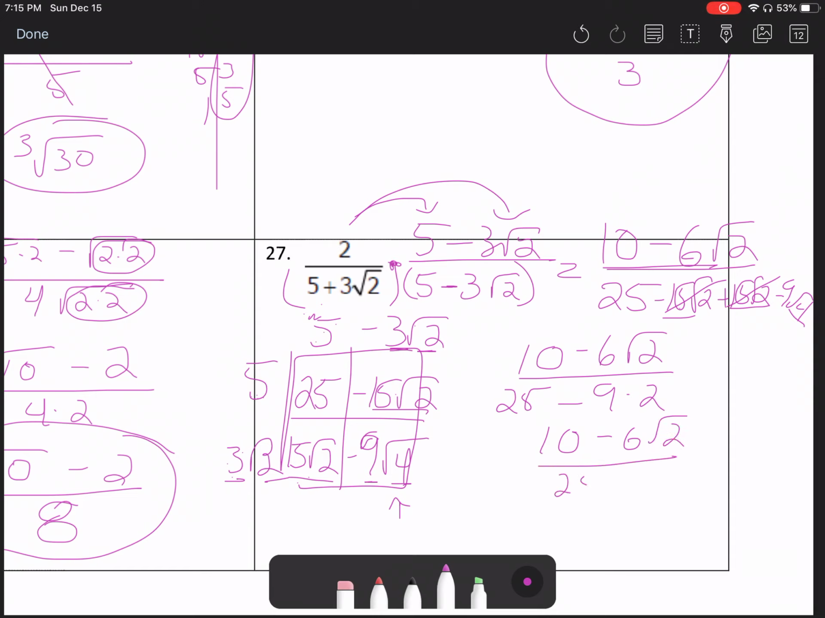Okay, so I have 10 minus 6 radical 2. This is going to be 25 minus 18. 10 minus 6 radical 2. 25 minus 18 is 7. And that's your final answer. There are no common factors for any of the numbers on the outside. The 2 is simplified, so there you go.